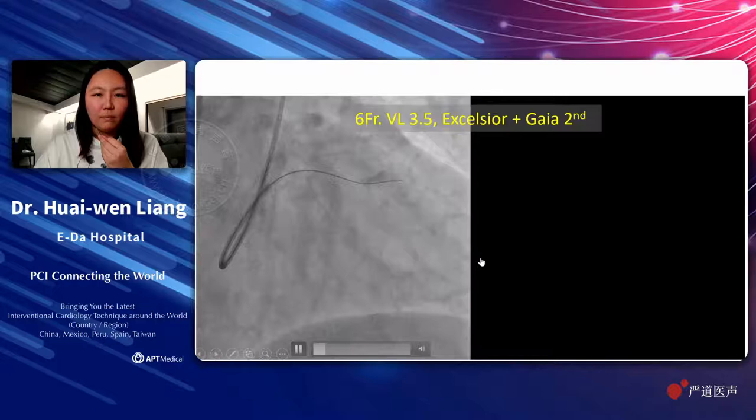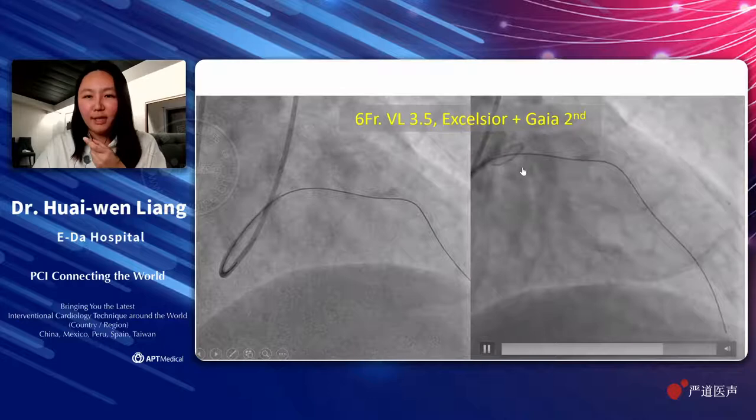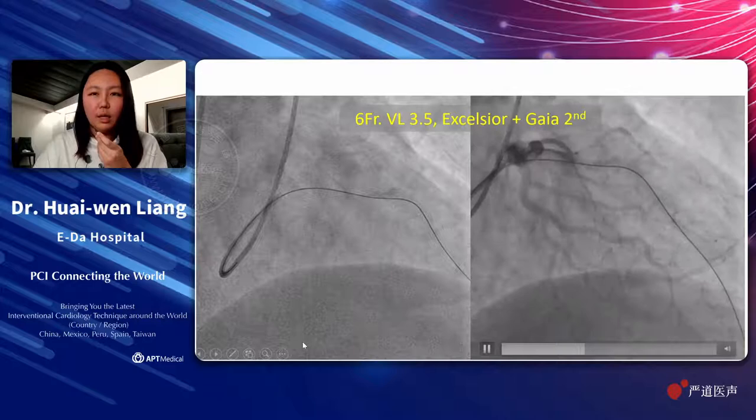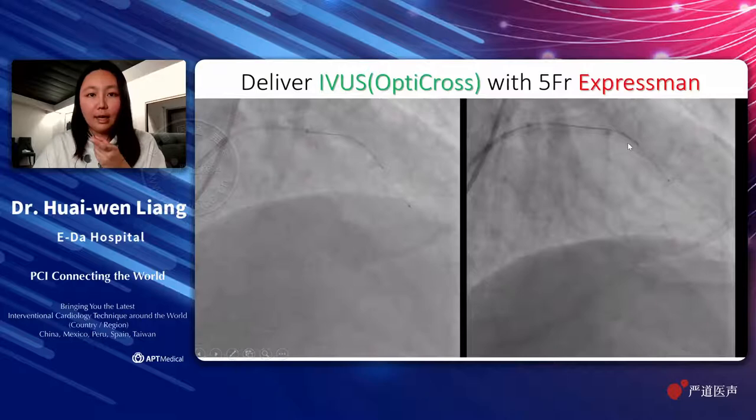And because it is a big angle, after sequential balloon dilatation, actually I wanted to see IVUS, but IVUS cannot cross here. So in this case, I use Expressman, a kind of extension catheter. You can see under Expressman support, the IVUS comes here. And we check IVUS for the CTO size and landing because it's a very huge size.